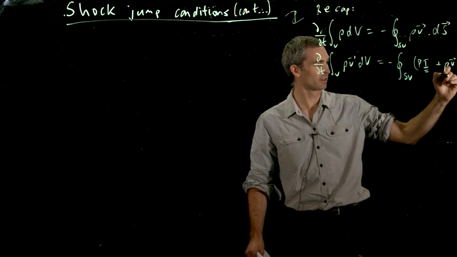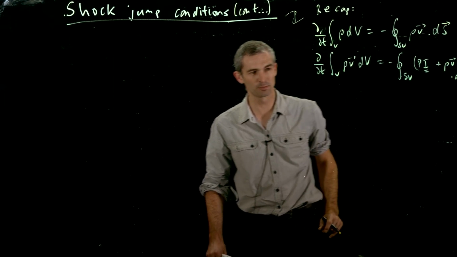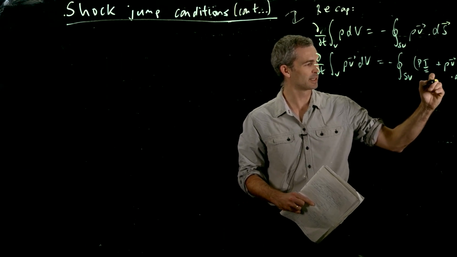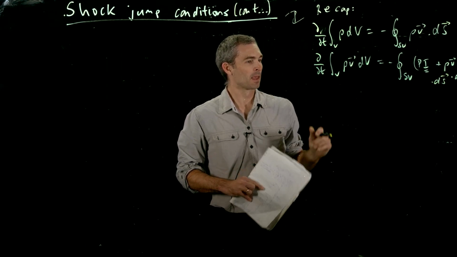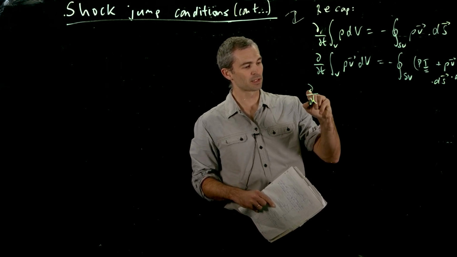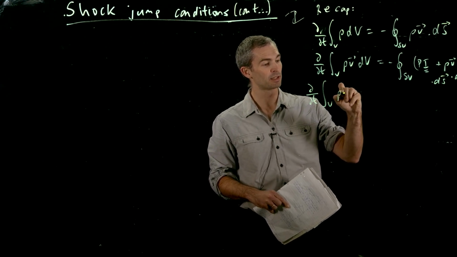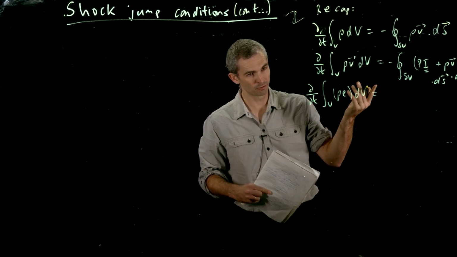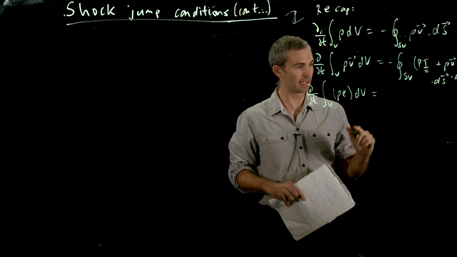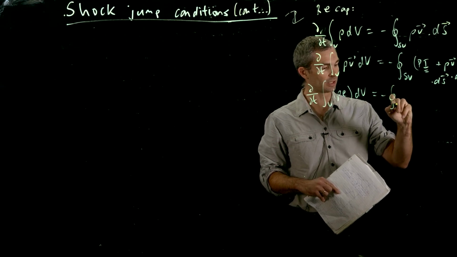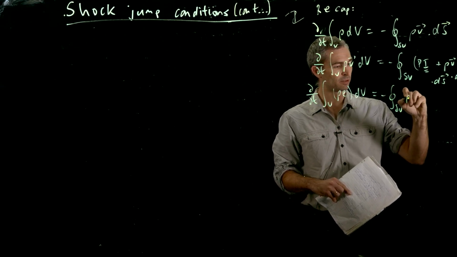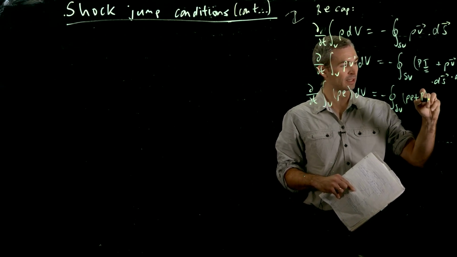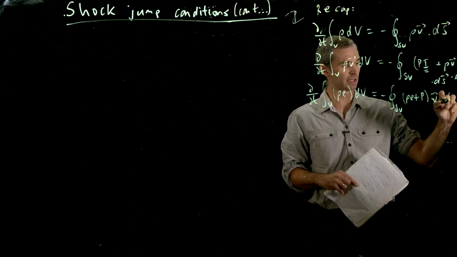and I have just gone off the edge of the board there. That's a dot dS. I'll try not to do that again. So we have d/dt of the integral of rho times E dV. That's the energy per unit volume rather than the energy per unit mass, which is the E, which is the integral over the surface of (rho E plus P) v dot dS.